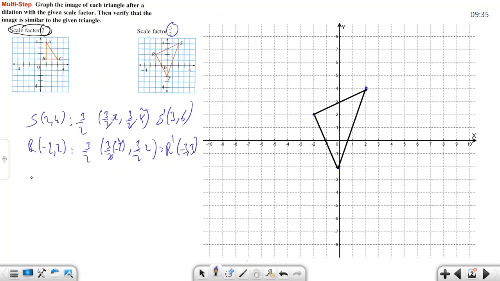The coordinates of T are 0 and negative 2. Again, the scale factor is 3 over 2. 3 over 2 times 0, and 3 over 2 times negative 2. That will be the new T: 0 and negative 3.